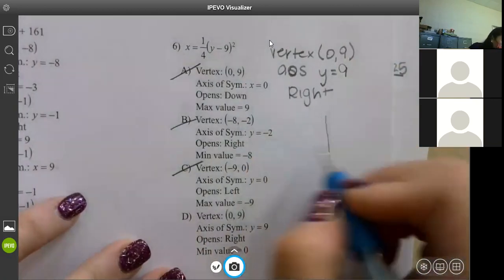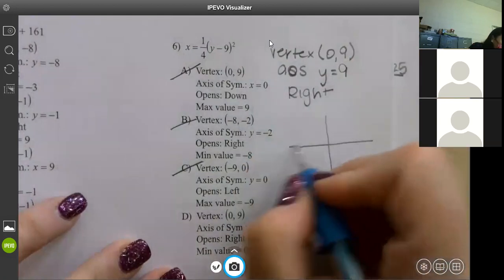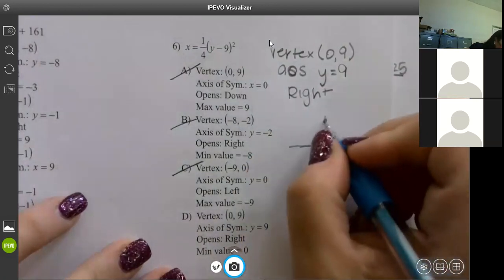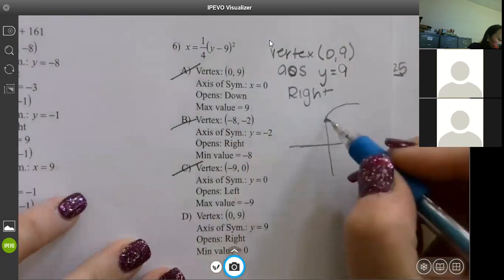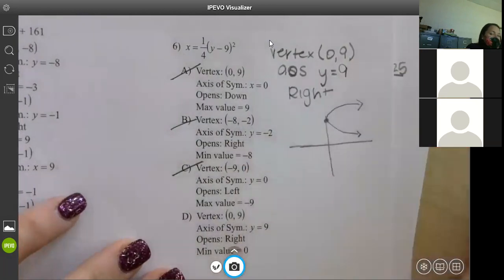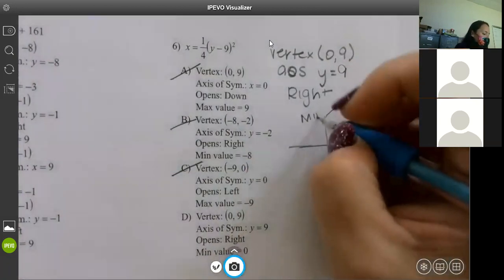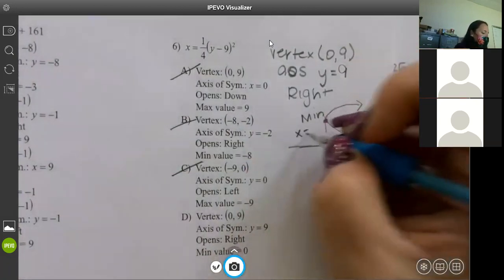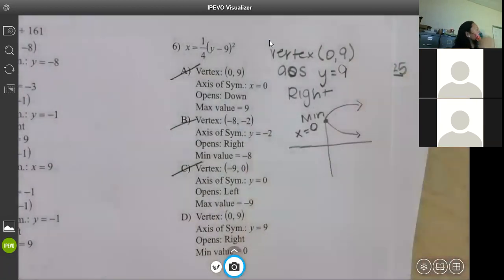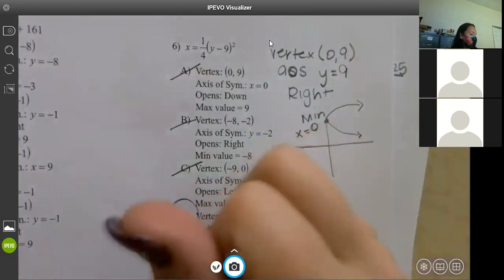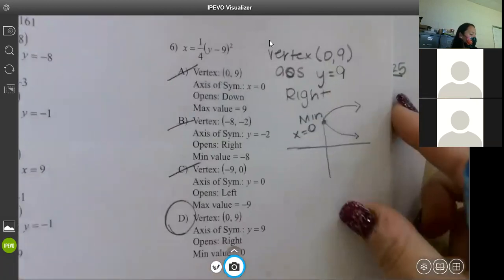So if we were to graph this, we would start it at 0, 9, and it would open to the right. Since this vertex is on the left, everybody got that? The vertex is on the left side. That makes it a minimum. And it's your minimum X. It's going to be your vertex X, which is 0. I'm giving you answers, so you better be writing them down.